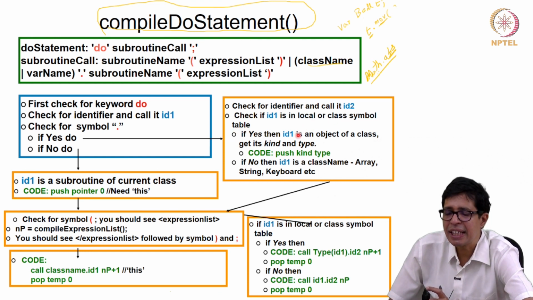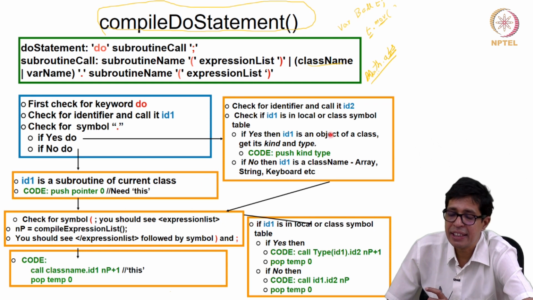If yes, then id1 is an object of a class. For example, if you have var ball t or field ball t, then surely it is an object of a class. That means it is a var name, so we will get its kind and type. So we put a code here: push kind type. If no, then id1 is a class name.